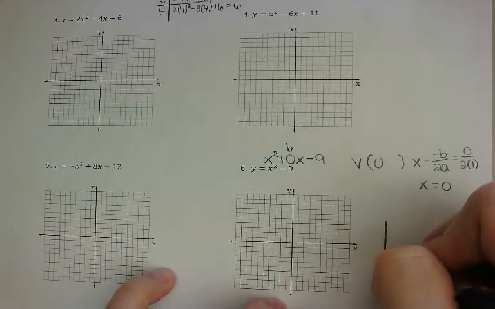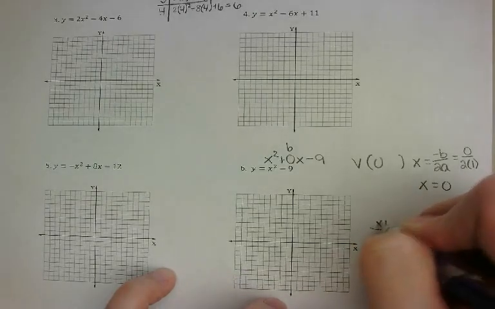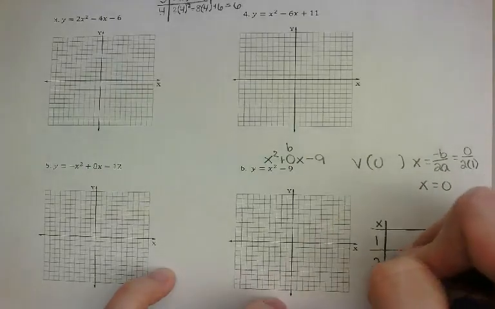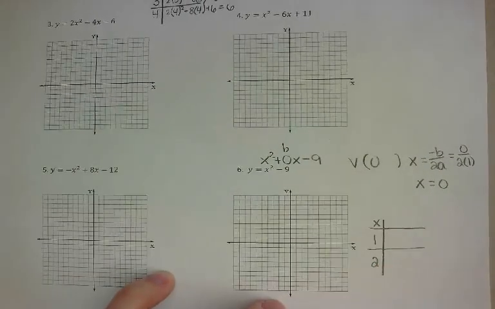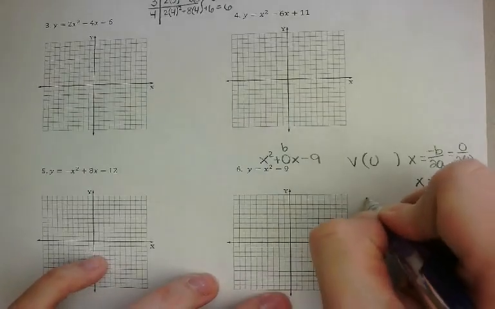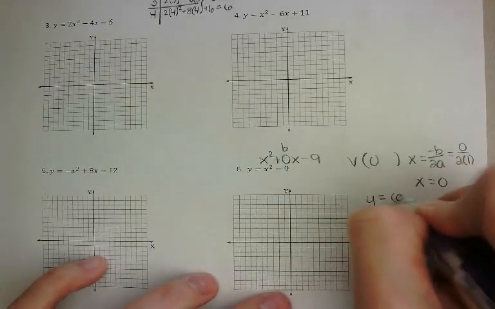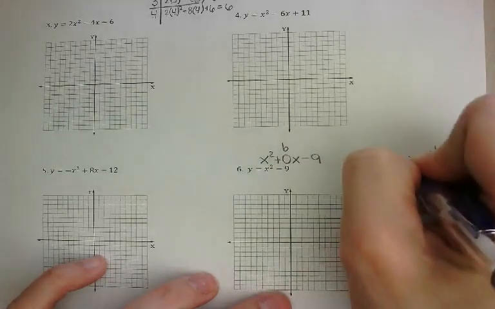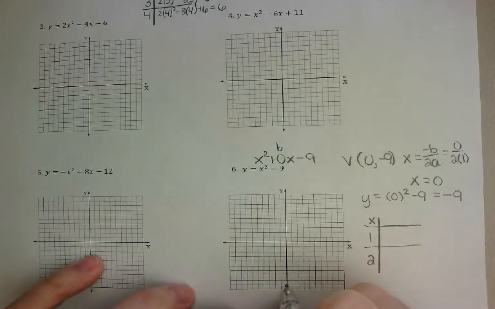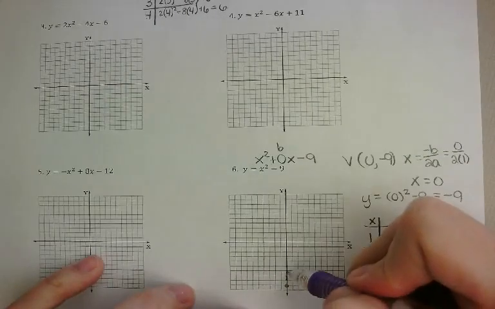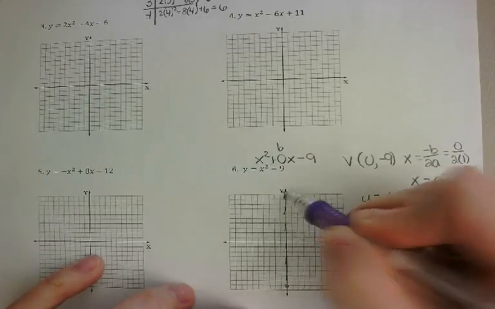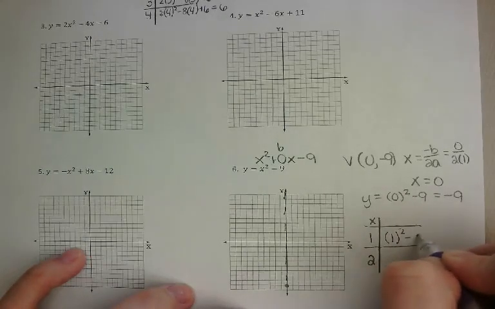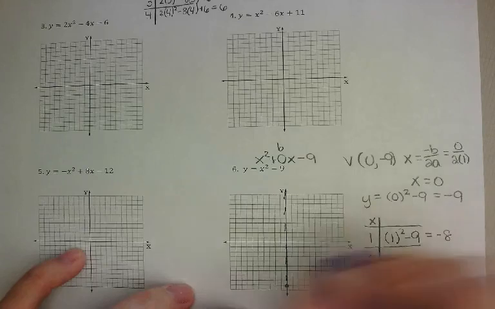Okay. Again, when I go to make my table, I want to pick the next 2 X's. So if our X is 0, then we're going to plug in a 1 and a 2. And to find our Y values, we're going to plug them into the equation. So we're going to take 0 squared minus 9, and that's negative 9. So our vertex is at 0, negative 9. The A is positive, so the line of symmetry is going to go up. Now let's plug in our 1. 1 squared minus 9 is negative 8.